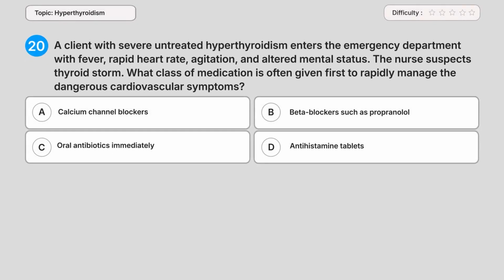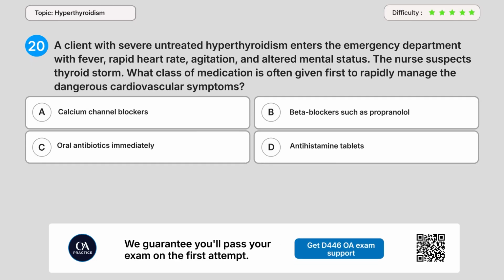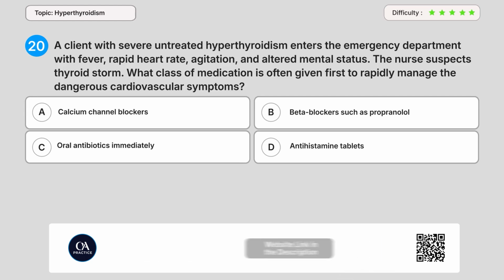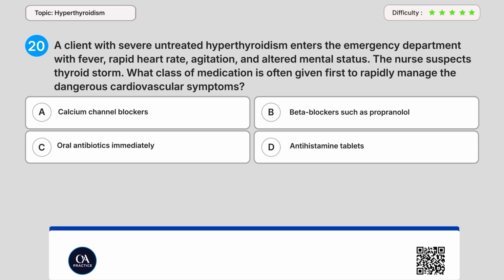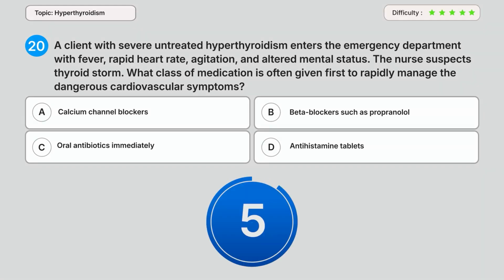20. A client with severe untreated hypothyroidism enters the emergency department with fever, rapid heart rate, agitation, and altered mental status. The nurse suspects thyroid storm. What class of medication is often given first to rapidly manage the dangerous cardiovascular symptoms? A. Calcium channel blockers. B. Beta blockers such as propranolol. C. Oral antibiotics immediately. D. Antihistamine tablets. Do you know the answer?